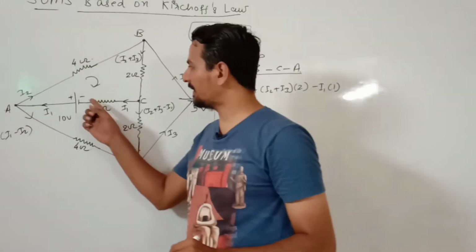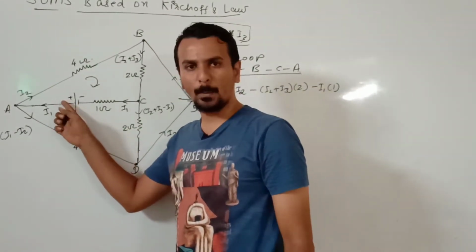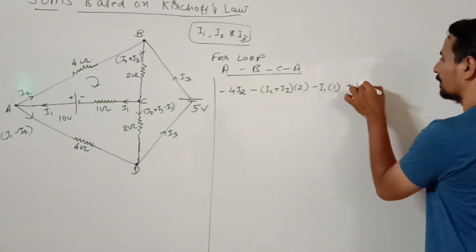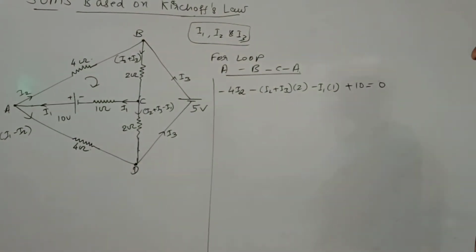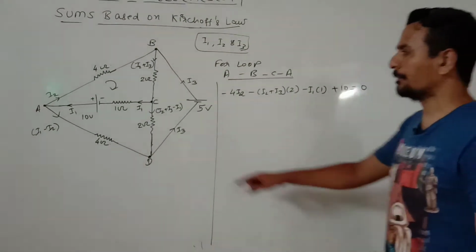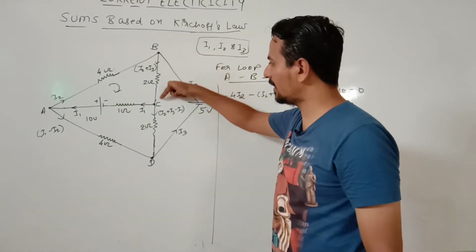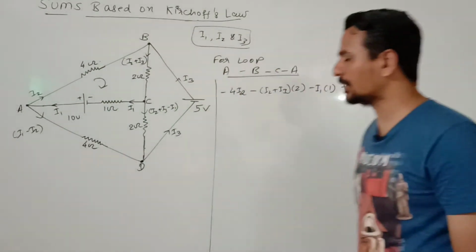Now first we are facing the negative terminal. That is, we are going from negative to positive terminal of the battery. So the EMF will be taken positive. This will be your first loop. This will be your first equation. Clear? Minus 4I2 minus 2 into I2 plus I3 minus I1 into 1 plus 10 equals to 0.